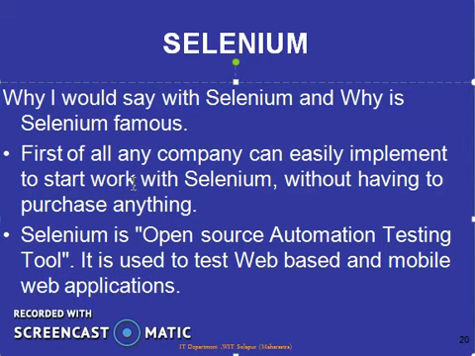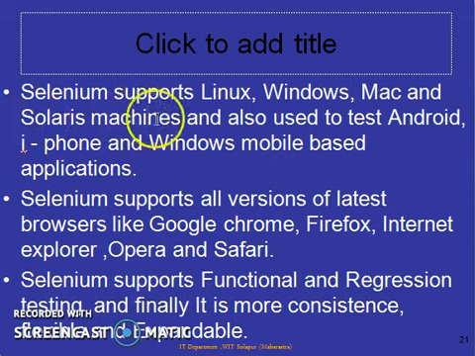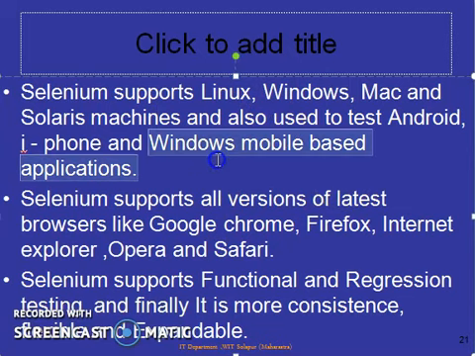That is one advantage, that they can start working with Selenium, because it is an open source automation testing tool. It is used to test web-based and mobile-based applications. That is one of the advantages compared to the other automation testing tools. Selenium also supports Linux, Windows, Mac and Solaris machines, and is also used to test Android, iPhone and Windows based mobile applications.